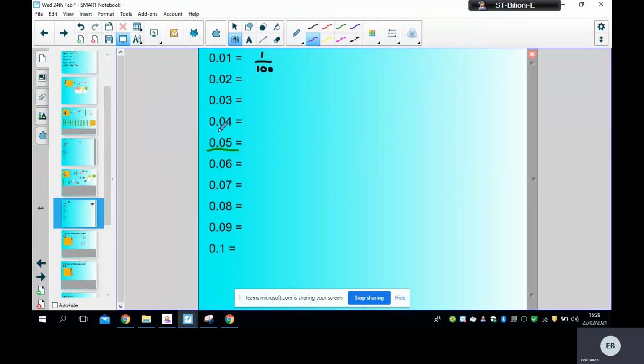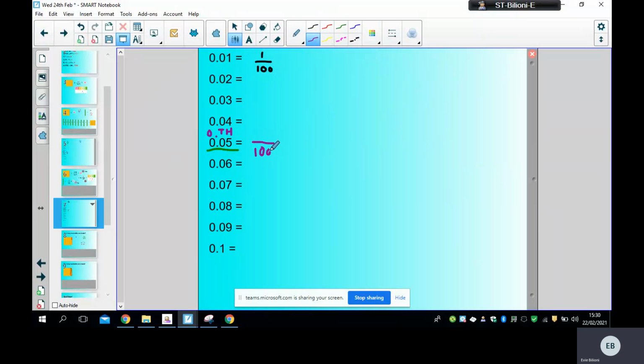So because it's hundredths, we know it's hundredths because we've got our decimal point here. To the left, we have our ones. To the right, we have our tenths. And to the right of our tenths, we have our hundredths. So we know it's in our hundredths because there's a digit in our hundredths column. So we would put 100 at the bottom.